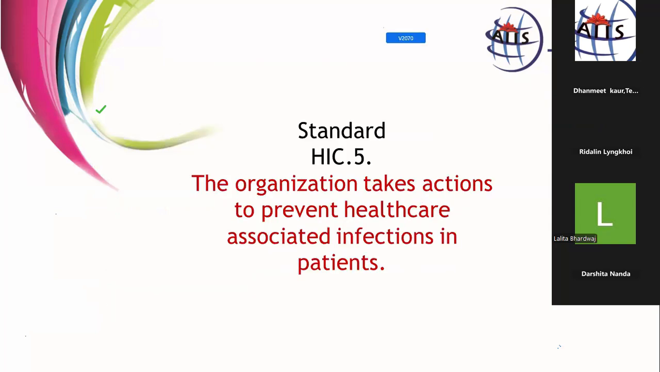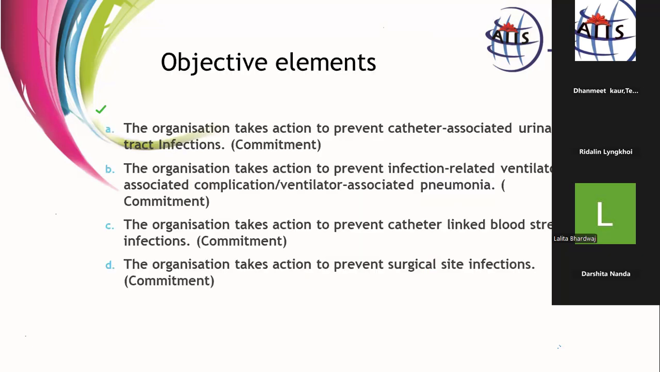HIC 5. That standard is that the organization takes actions to prevent healthcare associated infections in patients. This is the surveillance part, the clinical surveillance part for the infection control nurse, and it will be done in day-to-day activities. If you lose it, you cannot break the mode of transmission. So you have to know which type of infections happened in your organization. For that, you have to maintain your register.